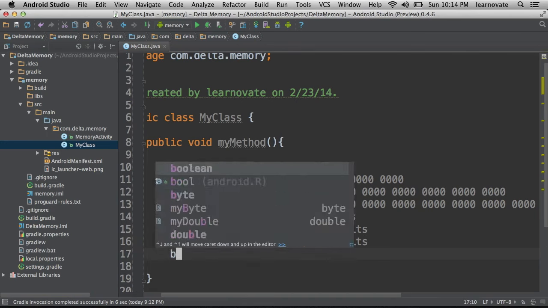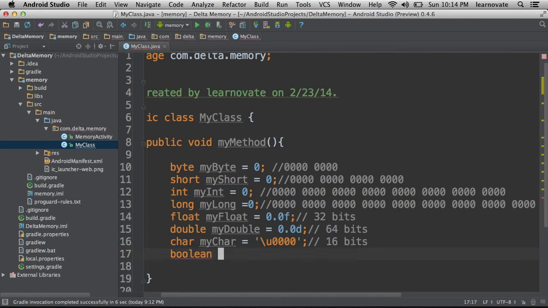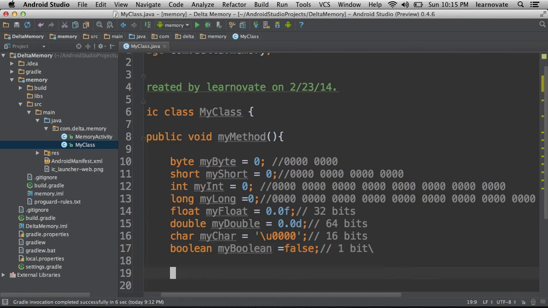Finally, my favorite, the Boolean. They start with a value of false. They can only be true or false, and they take up 1 bit. So that's basically all of your primitives.